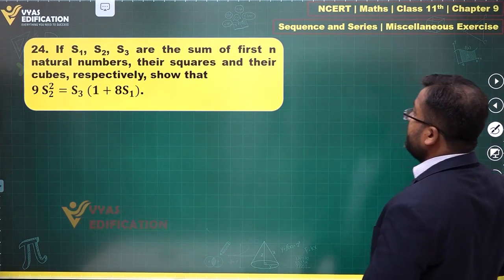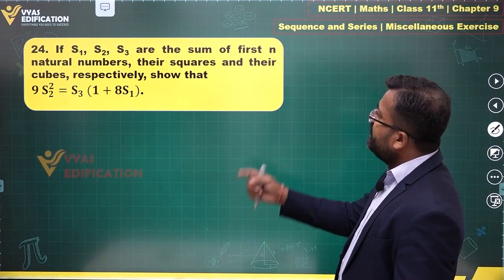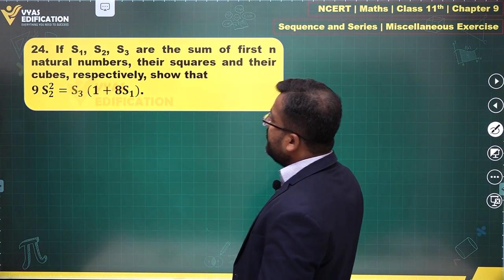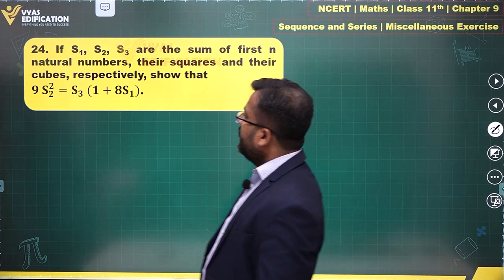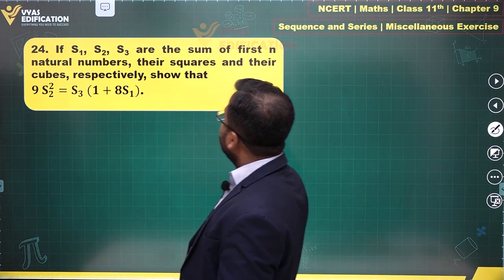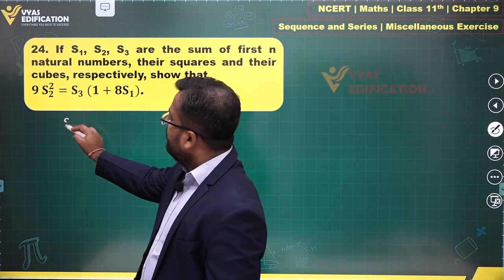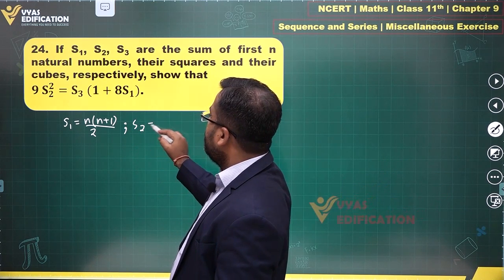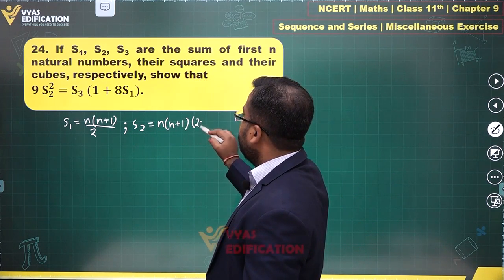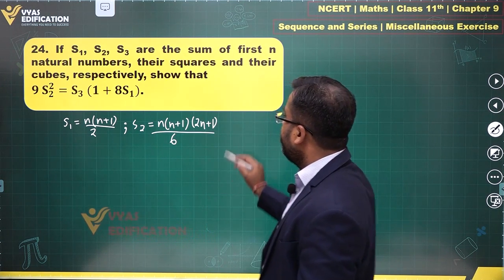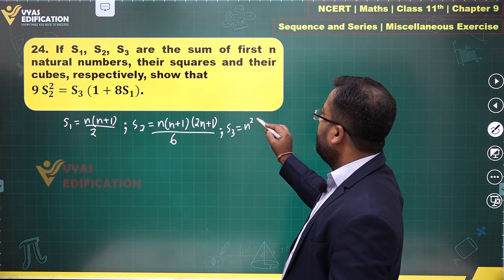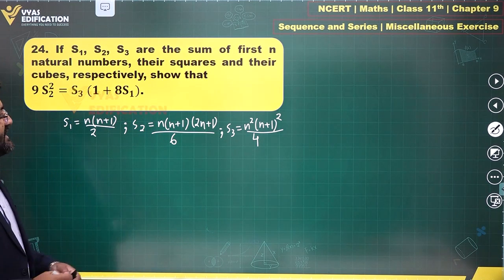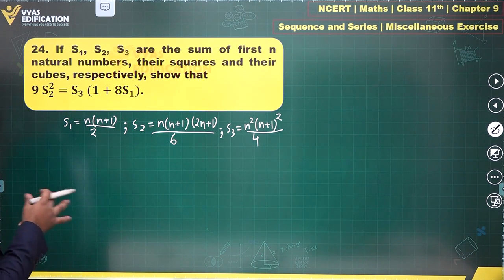Question number 24 says, if S1, S2, S3 are the sum of first n natural numbers, their squares and their cubes respectively, show that 9 times S2 square is equal to S3 times 1 plus 8 S1. That's what we are looking at. Okay. So S1, S2, S3 are the sum of first n natural numbers. S1 is equal to n times n plus 1 by 2. S2 is equal to n plus 1, 2n plus 1 over 6. S3 is n square, n plus 1 square upon 4. This is what you have. For S1, S2 and S3, okay, show that this expression is equal to this expression.